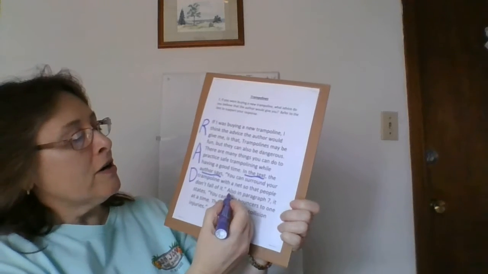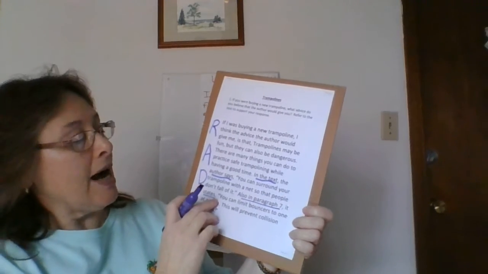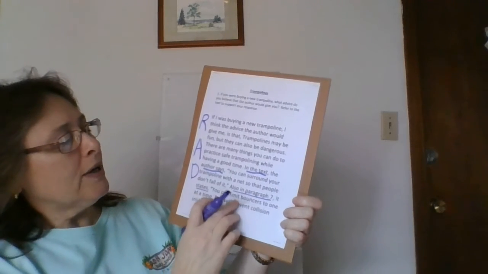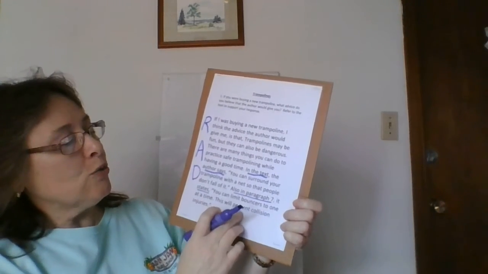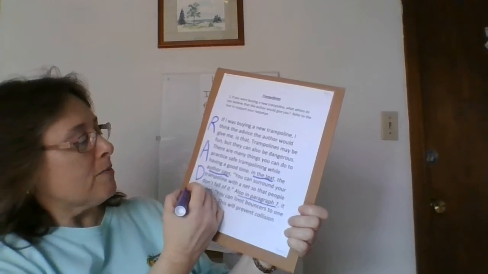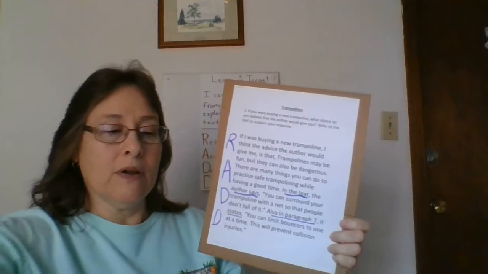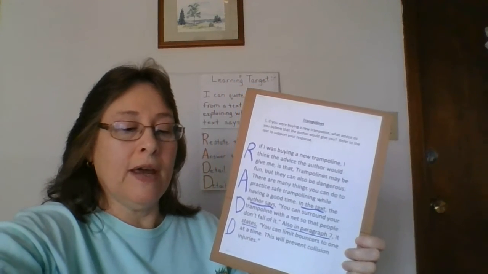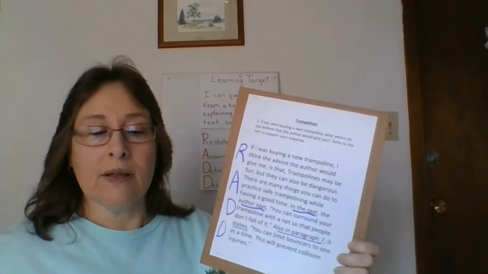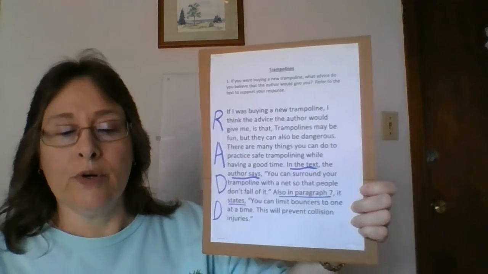Then I have another sentence starter. Also in paragraph 7, it states, there's my sentence starter, comma, and then my quotes again, because these are the exact words from the text. You can limit bouncers to one at a time. This will prevent collision injuries, period. Quotes again. Here is my second detail. So I've checked to make sure I've had all the parts of my RAD strategy. I made sure that I quoted word for word what was in the text.